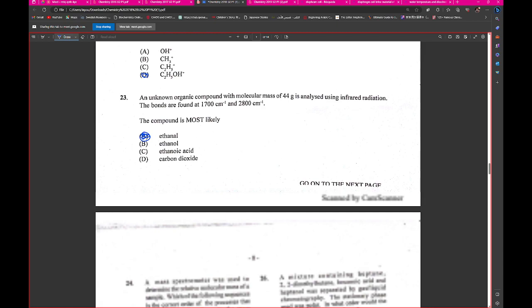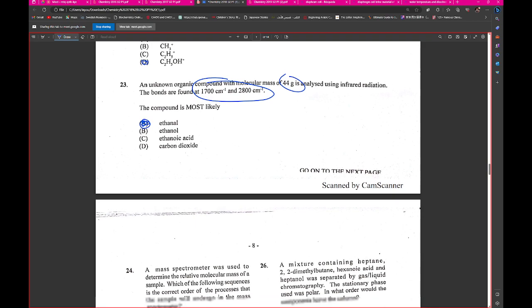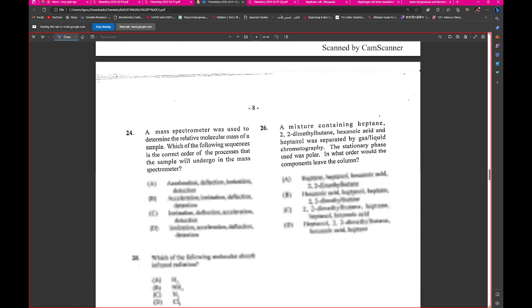I just answered this because we know that for the 4 grams it can be ethanol or carbon dioxide, but with this wavelength, with these weight numbers and absorbances, then it would be A.